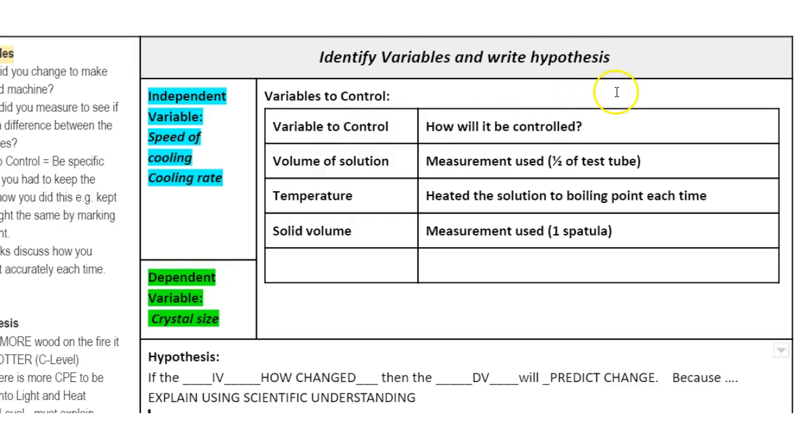Now when it comes to marking our variables, it's quite simple. Can you identify your independent and dependent variable first? Can you identify variables to control? And can you tell me how you're going to control them? And last but not least, can you tell me how to measure accurately? Let's go to the mark sheet.